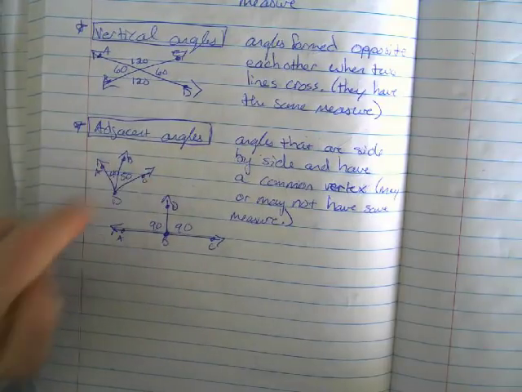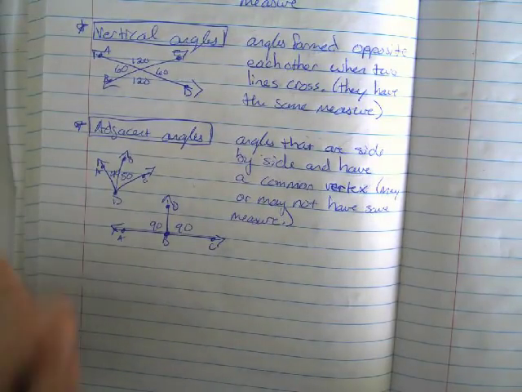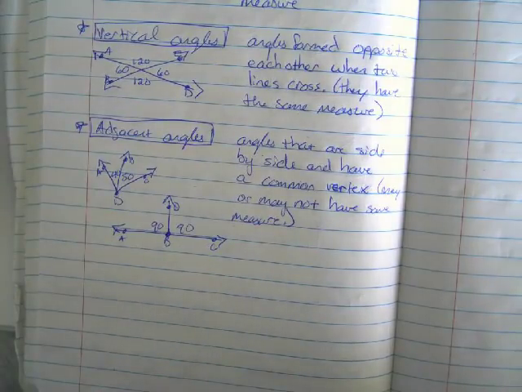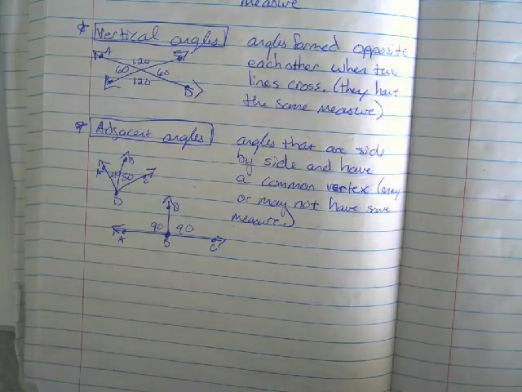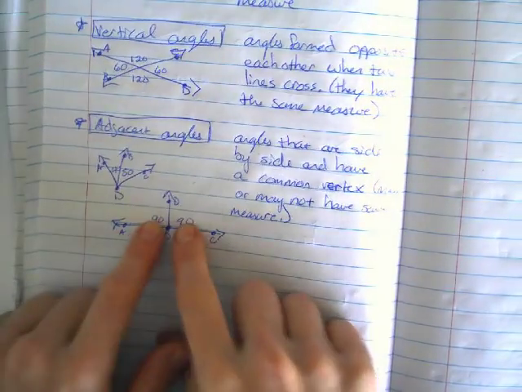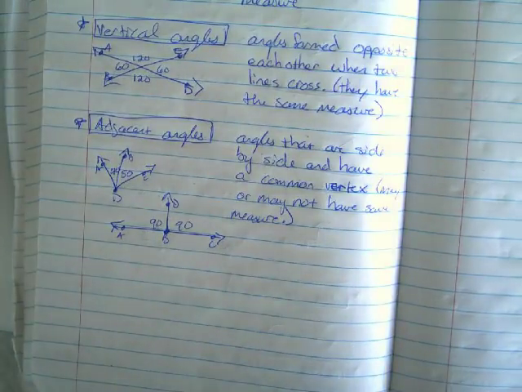And then adjacent angles are next to each other. This is a right angle, so the 2 of those have to equal 90 degrees. These here are on a straight line, so altogether that has to equal 180. Adjacent angles are angles that are side by side and have a common vertex, and may or may not have the same measure. So they could either be the same number or they may be different numbers.